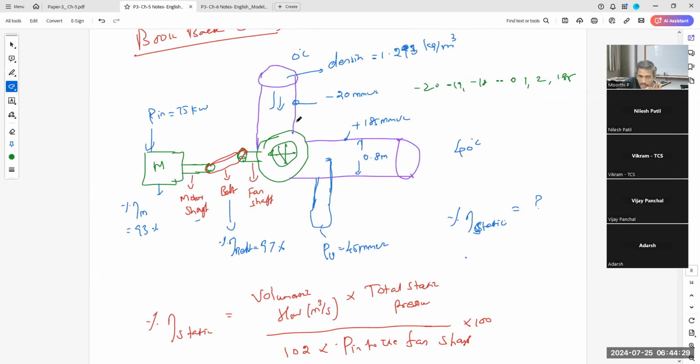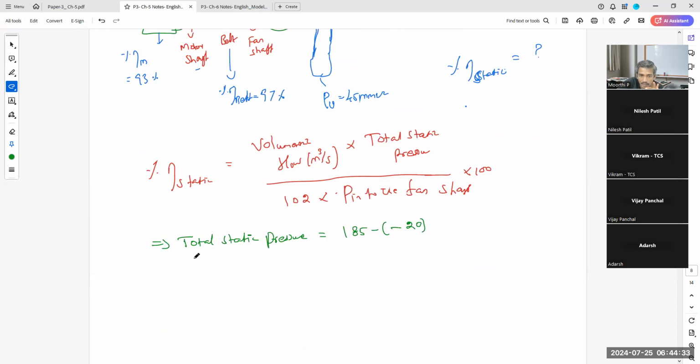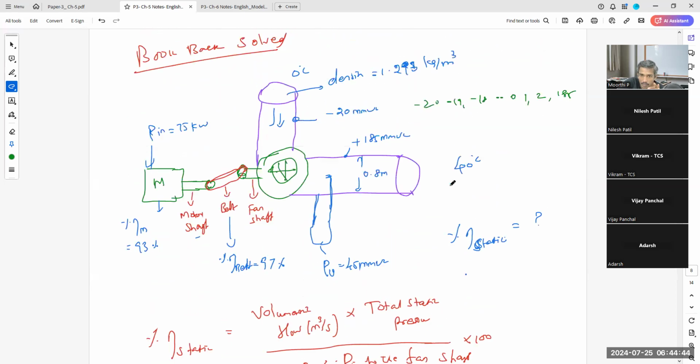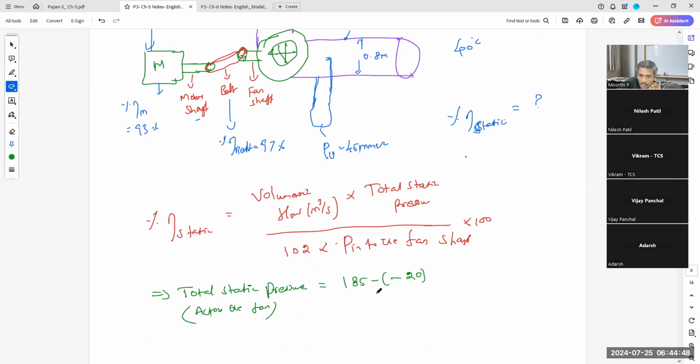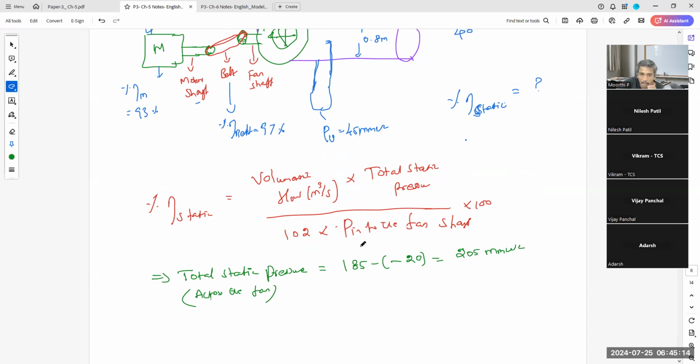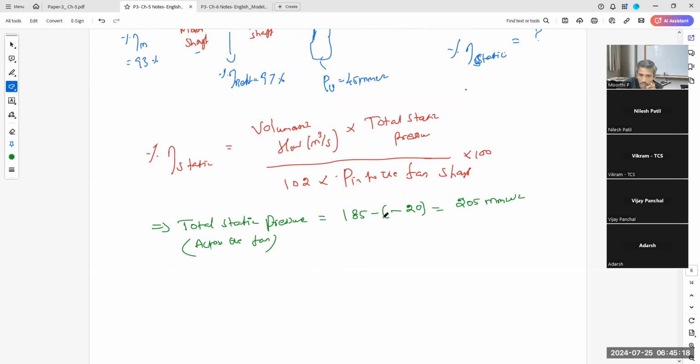Across the fan, pressure develops. You have to calculate across the fan, the total static pressure across the fan. Always remember, whenever they give a minus value here and a plus 185, you have to add both values. Simple. How much is the pressure? Nilesh, quickly tell me this value, very easy. 185 plus 20, how much is coming? 205 mm water column. Okay, next. Power input to shaft. Do you understand this one? Total static pressure: if they give you minus, you have to add.